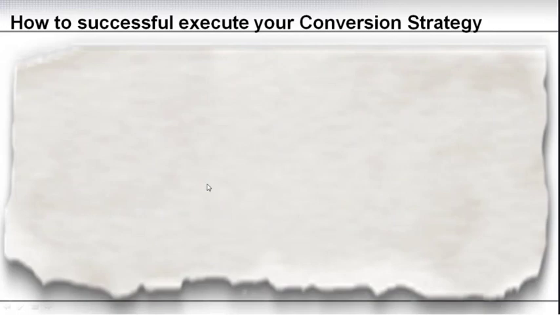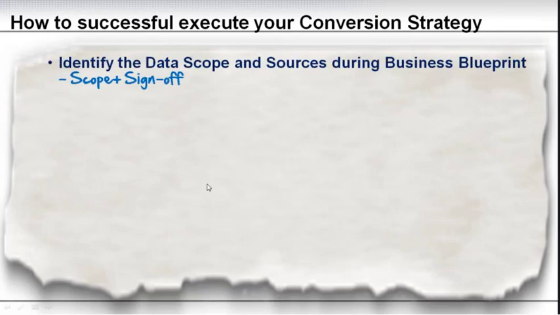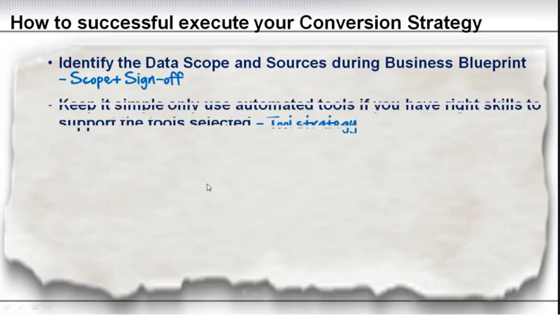But for now, let's look at the checklist, or the lessons learned, for successful execution of your conversion strategy. Identify the data scope and sources during Business Blueprint, and I would say do it even earlier. And it's scope plus sign off. You need to have the scope, and you need to get sign off of it.